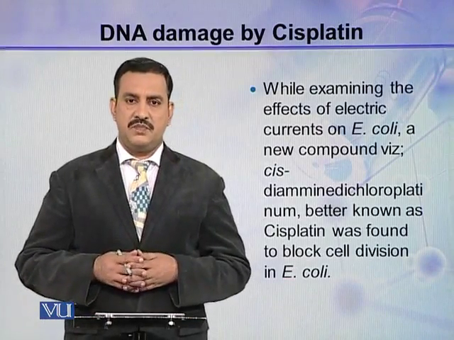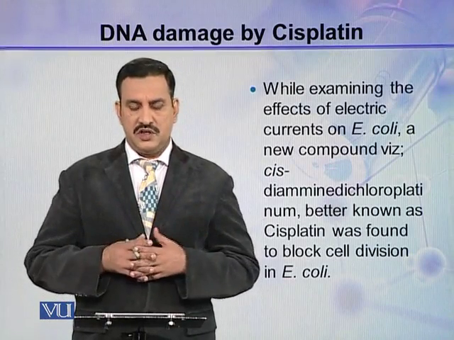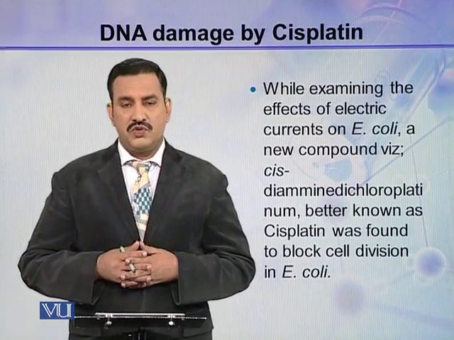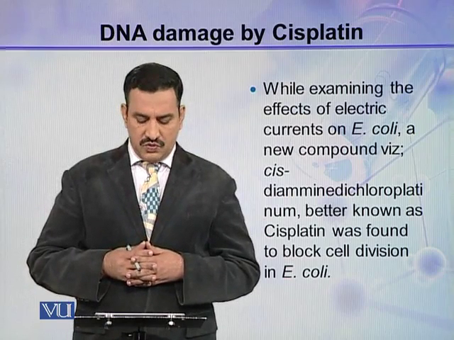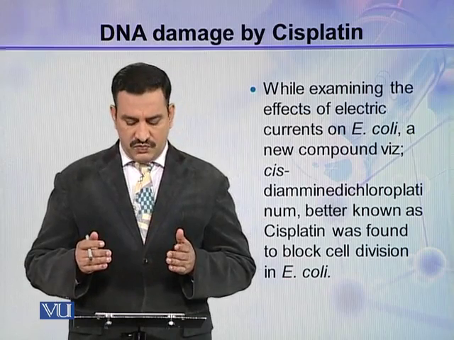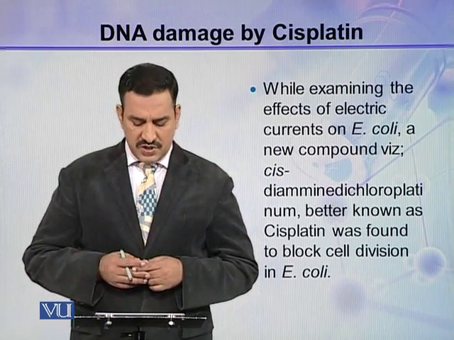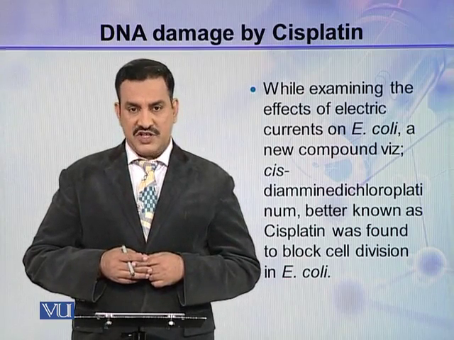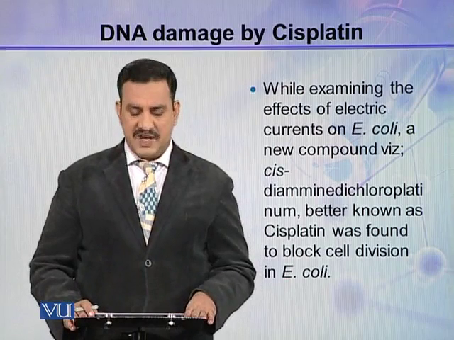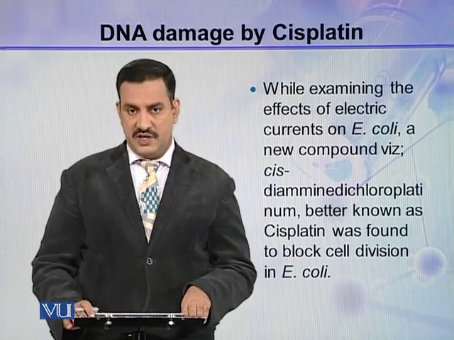Cisplatin is another compound which can make cross links in the DNA. So how was it discovered that cisplatin can also damage DNA? While examining the effects of electric currents on E. coli, a new compound, namely cis-diamminedichloroplatinum, better known as cisplatin, was found to block cell division in E. coli.